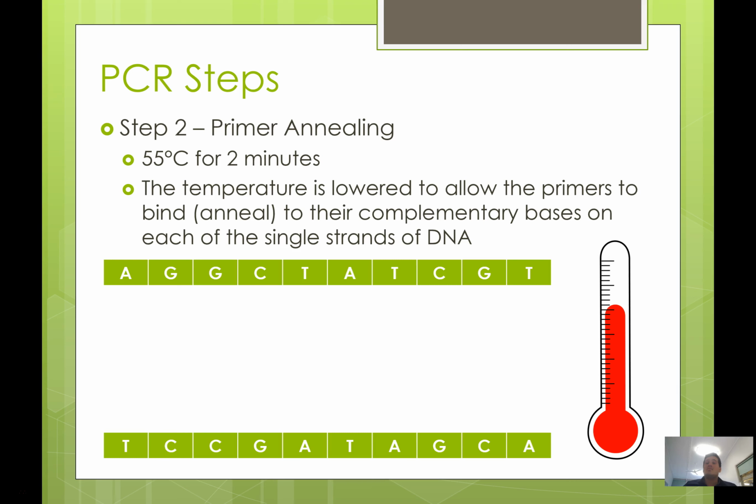Step two is called primer annealing. We have to bring the temperature back down because we need to start reforming some hydrogen bonds. So for 2 minutes, we have the DNA at 55 degrees, and we add in those primers, and now they're able to bind, which is what anneal means, okay, to their complementary bases on each of the single strands of DNA. So, we added the primer, 55 degrees, those hydrogen bonds naturally reform.